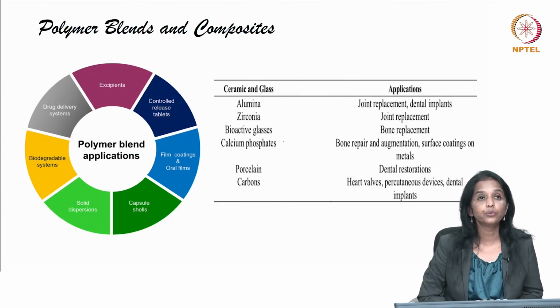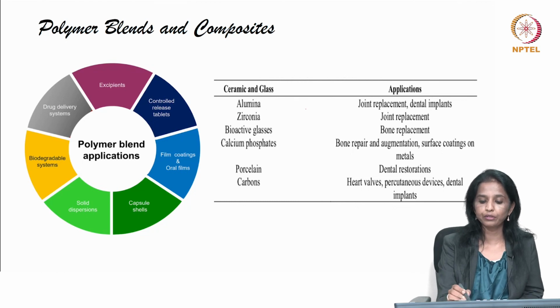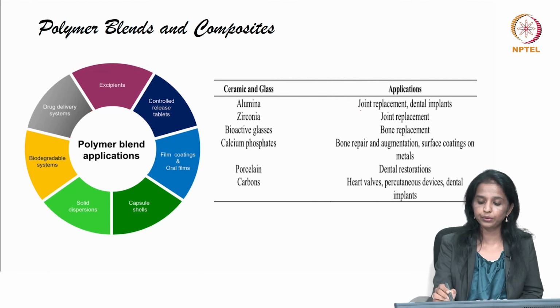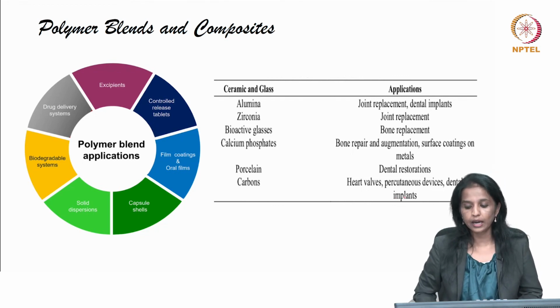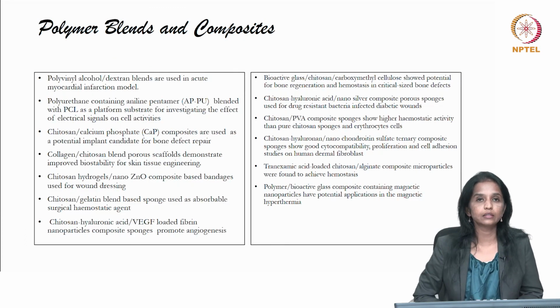And then further, to understand the applications of polymer blends and composites, again like how we saw for other biomaterials till now, these also have numerous applications. So, for example, you have alumina, which is a blend of alumina and glass, and then we have it to be used for implants. Zirconia again for implants and replacements, calcium phosphates in bone repair and augmentation, porcelain in dental restorations, and carbon in heart valves, percutaneous devices and dental implants. And this is a very interesting list about polymer blends.